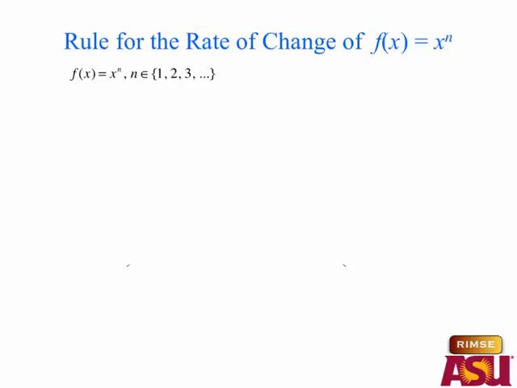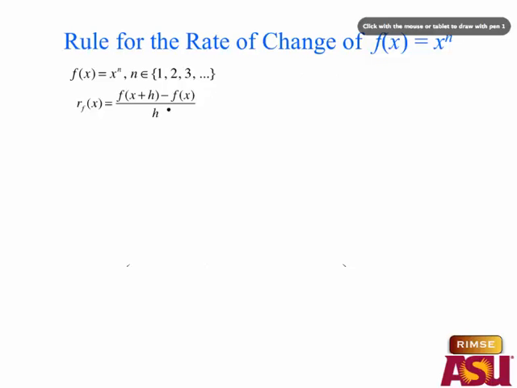What's our trusted rate of change formula? f of x plus h minus f of x over h. When we derive these rules, we will always start with that because this is our trusted rate of change formula. Okay, what's f of x plus h? x to the n plus h? No. The input is x plus h.